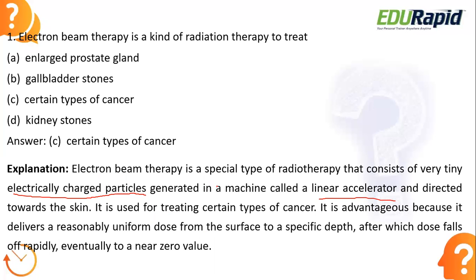Once we treat the cancerous cells and end the procedure, the electrically charged particles that were transmitted during the procedure fall to the zero level very rapidly. This is one of the advantages of this therapy while treating cancerous tissues. Move to the next question now.